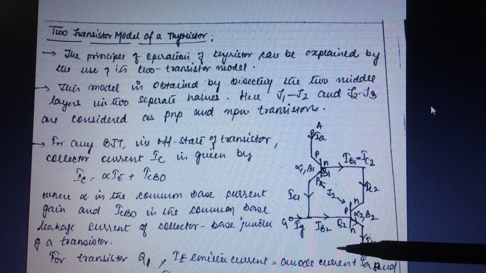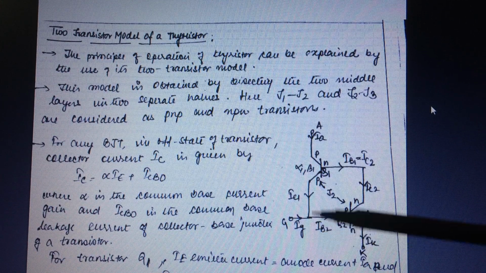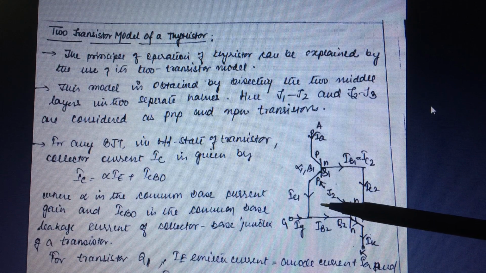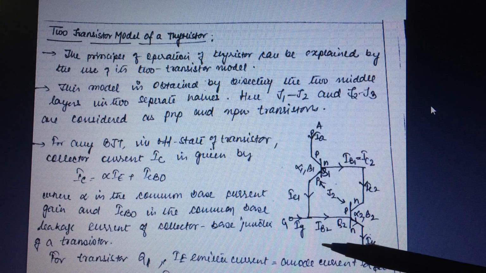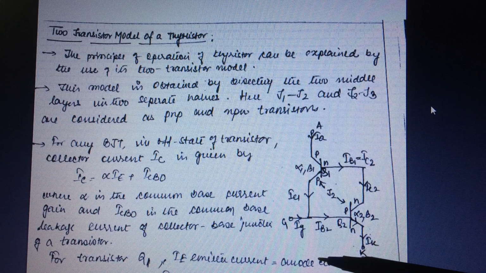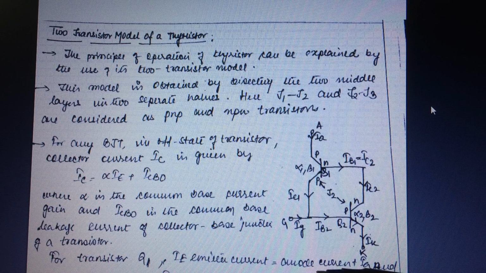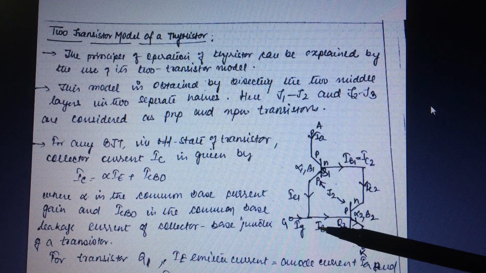Now, how do we obtain this model? By bisecting the two middle layers into two separate halves. The J1, J2 and J2, J3 are considered as PNP and NPN junctions. Please remember the cross-sectional diagram which I explained in the previous video regarding the static VI characteristics of thyristor, where I showed how PN together forms the J1 junction, how NP together forms the J2 junction, and again how PN together forms the J3 junction. We have just bisected that portion and formed this PNP and NPN transistor.